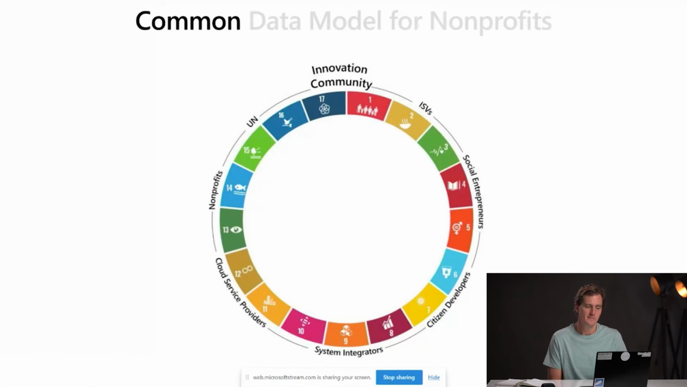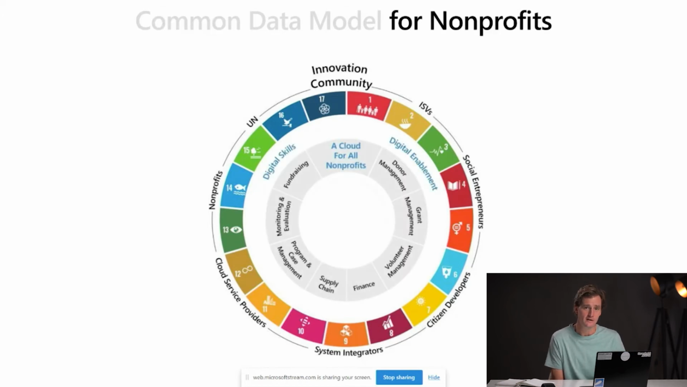First, the common data model for nonprofits is kind of a mouthful from a name perspective. I like to break it up into three different parts. First is common. All of us are in this together, right? Whether we're talking about the United Nations, independent software vendors, platforms, citizen developers, or cloud service providers, or all the other actors that are trying to leave this world a little better than they found it, we are in this together, and one of the best ways for us to be able to align around that is through the United Nations Sustainable Development Goals.